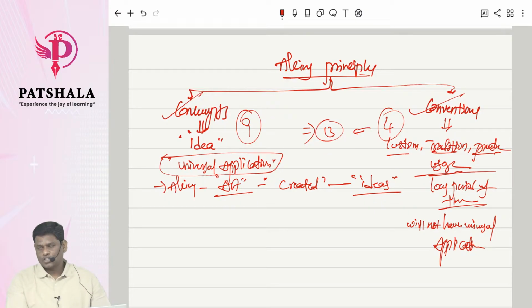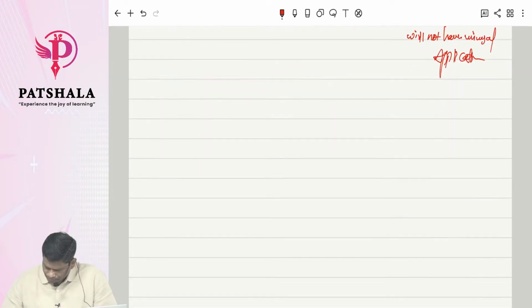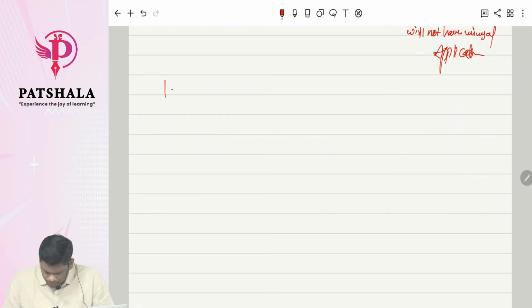Universal application. Clear? This is what concepts and conventions are. 9 great concepts we have, 4 great conventions we have. These 13 will form a strong foundation for our accounting. Why in accounting do you do something like this? The answer is here. So, first one, in concepts.